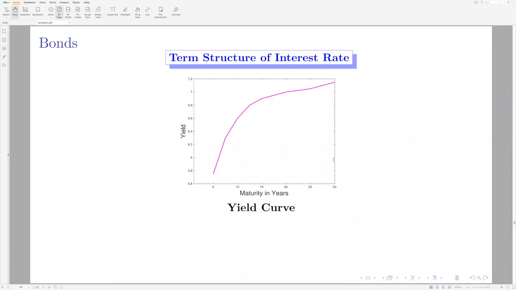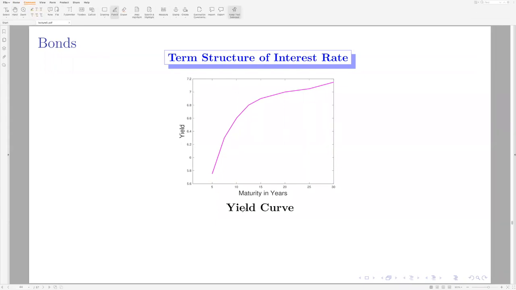Well, students, finally in bonds, we will talk about the term structure of interest rates. In the last video, we spoke about the price sensitivity, where we plotted the price versus yield. Here we have to talk about the yield as a function of the maturity. Generally, as the maturity period increases, the yield increases. This is generally what you will see in bonds.